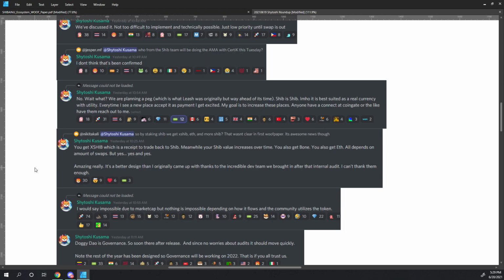Shytoshi responds, you get X SHIB, which is a receipt to trade back to SHIB. Meanwhile, your SHIB value increases over time. You also get BONE, you also get ETH. All depends on the amount of swaps, but yes, yes, and yes.